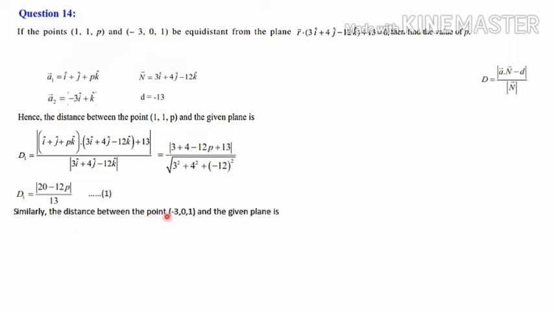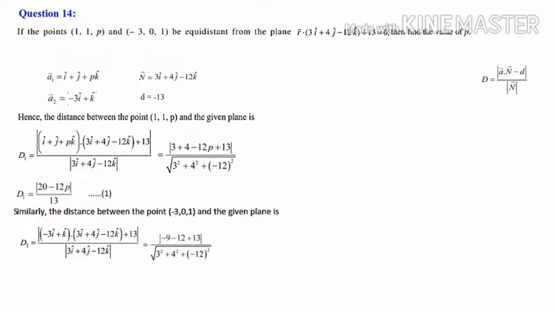Then the distance between the second point (-3, 0, 1) and the plane is d2. We can take d2 is equal to the same formula, vector a dot vector n minus d divided by modulus of vector n. So here a in the sense a2 we have to take. a2 is -3i cap plus k cap dot vector n, that is 3i cap plus 4j cap minus 12k cap plus 13. Here it is minus 13, so minus into minus, that is plus. So plus 13 divided by modulus of vector n.